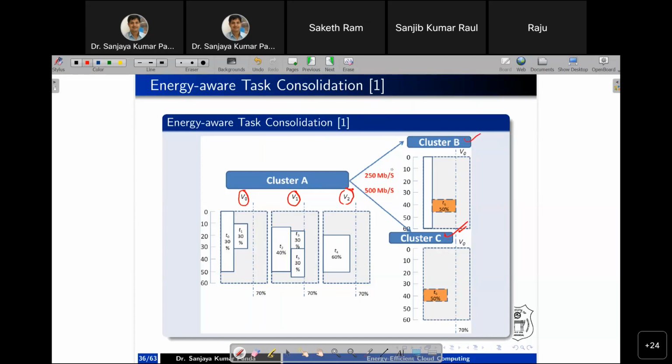But the bandwidth for cluster B is 250 megabits per second. The bandwidth for cluster C is 500 MB per second. So obviously, you are going to choose cluster C instead of cluster B.